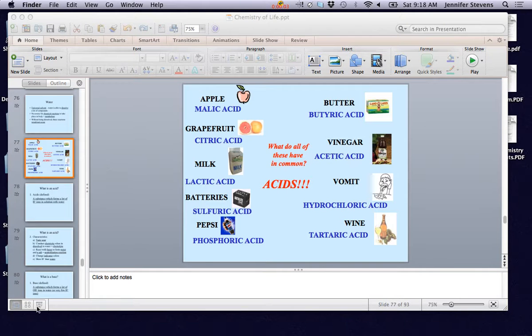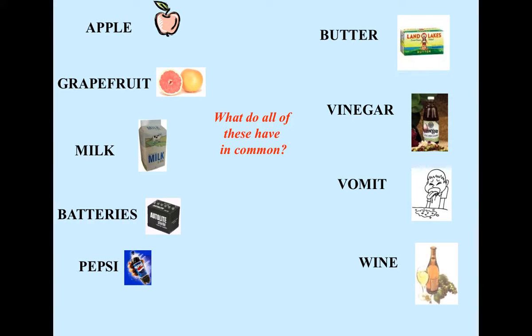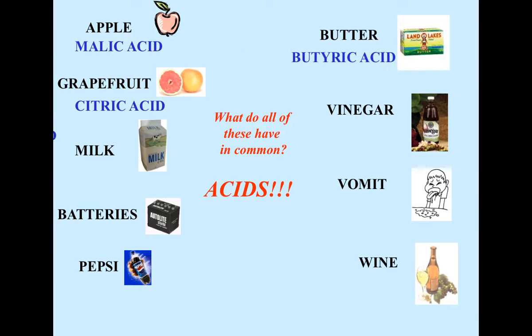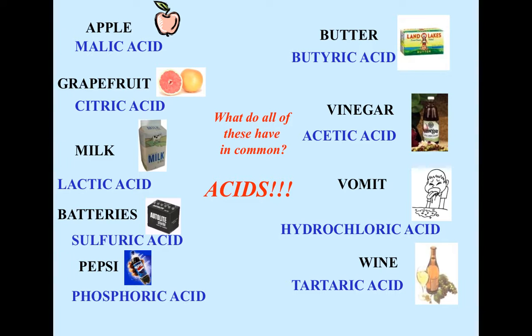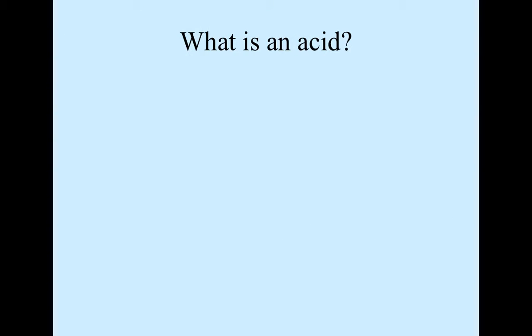All right, so the last section of notes here is on acids, bases, and pH. If you take a look at these things here, they all are acids. These are some of the different acids that are found in these different items. They're all common household items, and they all have acid in them. So let's talk about exactly what an acid is.